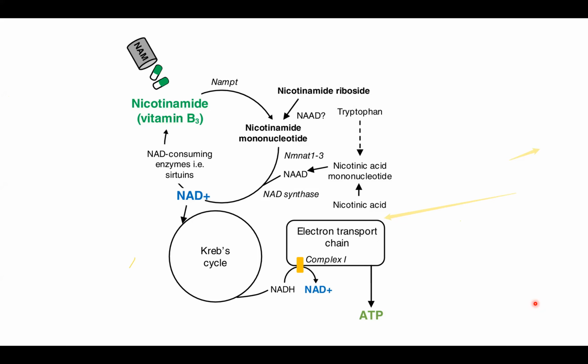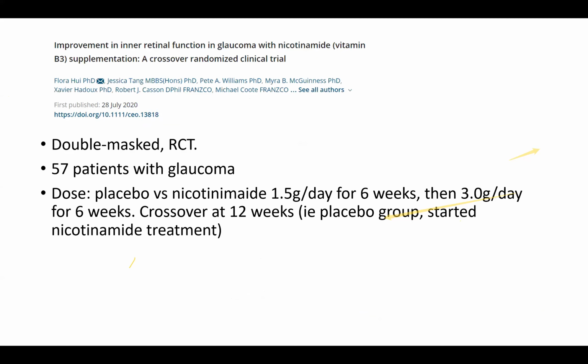Subsequent studies in mice have shown that nicotinamide supplementation is protective to retinal ganglion cells, and this resulted in human trials being conducted, which were led by the group at Centre for Eye Research Australia in Melbourne. So if we look at this study that was done in Melbourne in a bit more detail, it involved 57 patients with glaucoma, and they were randomized to placebo versus nicotinamide supplementation. The nicotinamide supplementation started at 1.5 grams per day for 6 weeks, and then it was bumped up to 3 grams per day for another 6 weeks.